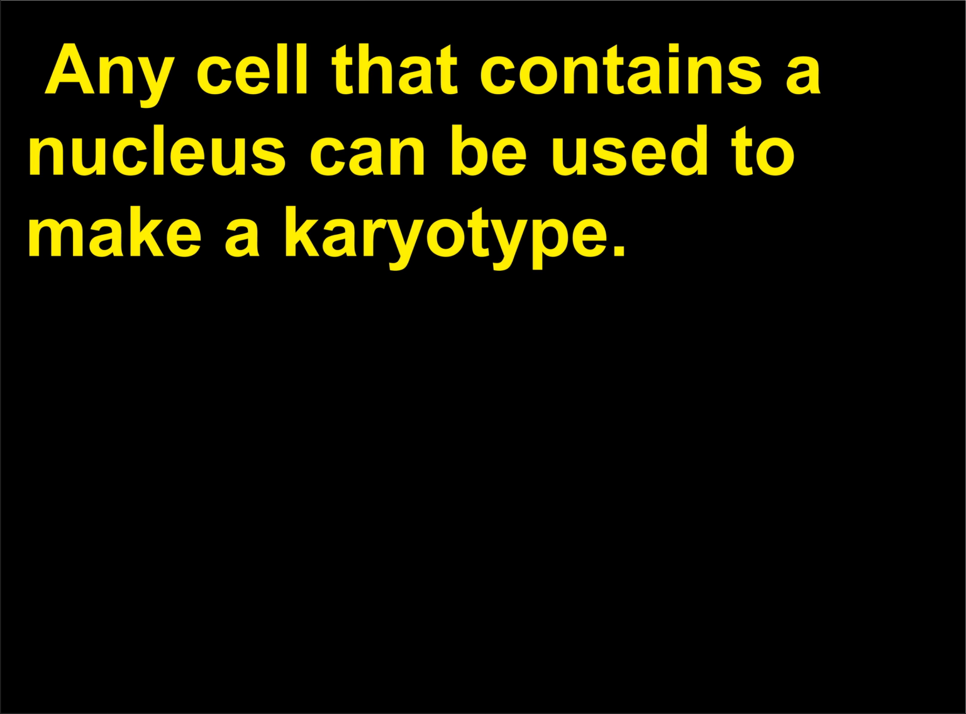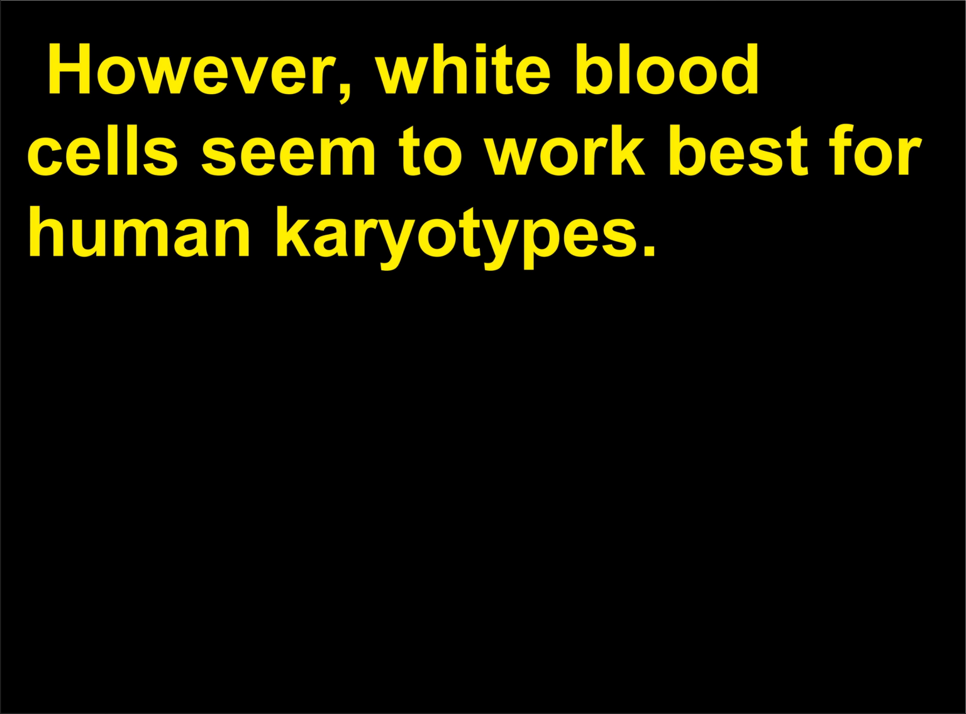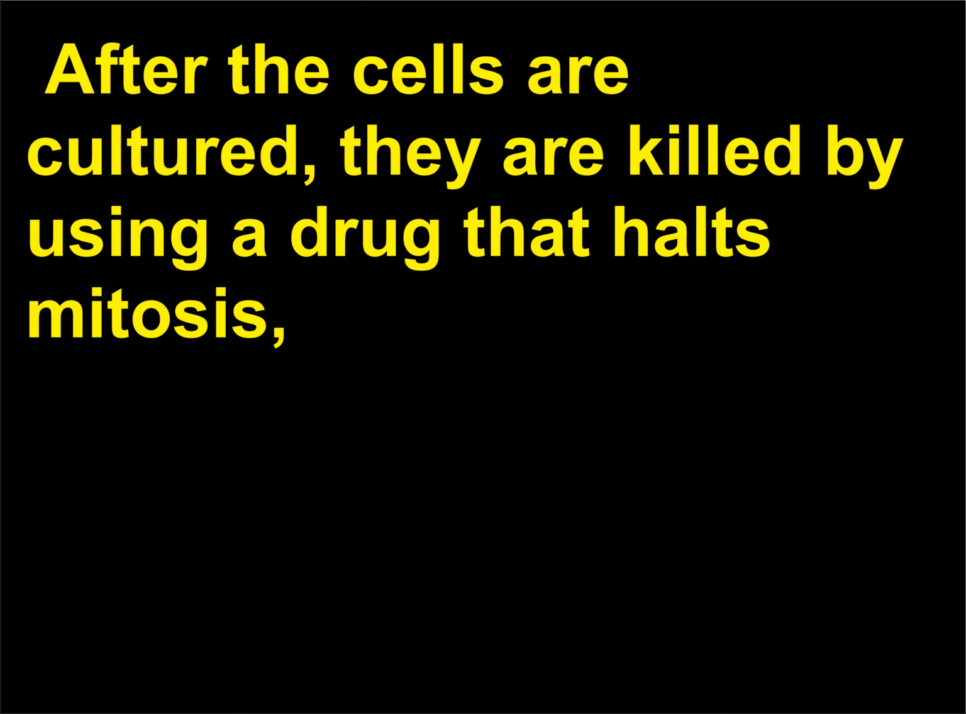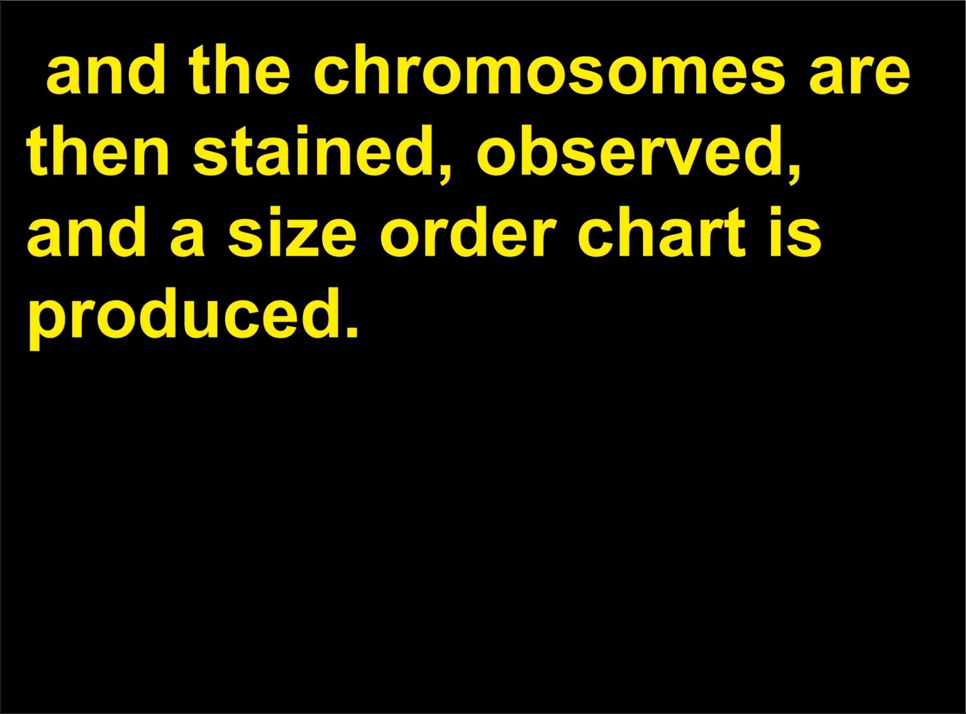Any cell that contains a nucleus can be used to make a karyotype. However, white blood cells seem to work best for human karyotypes. After the cells are cultured, they are killed by using a drug that halts mitosis, and the chromosomes are then stained, observed, and a size order chart is produced.